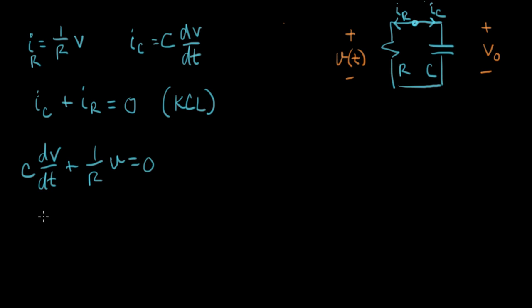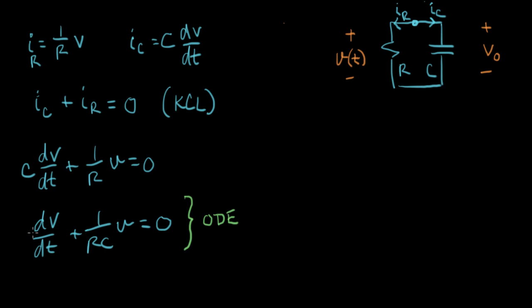Now I'm just going to divide through by C just to be tidy. dV/dt plus 1 over RC times V equals 0. So this expression here is referred to as an ordinary differential equation. It has a derivative in it, and that's what makes it a differential equation. And you can look up ODE and search for this in Khan Academy and elsewhere. In the mathematical videos, you'll find different ways to solve this equation.